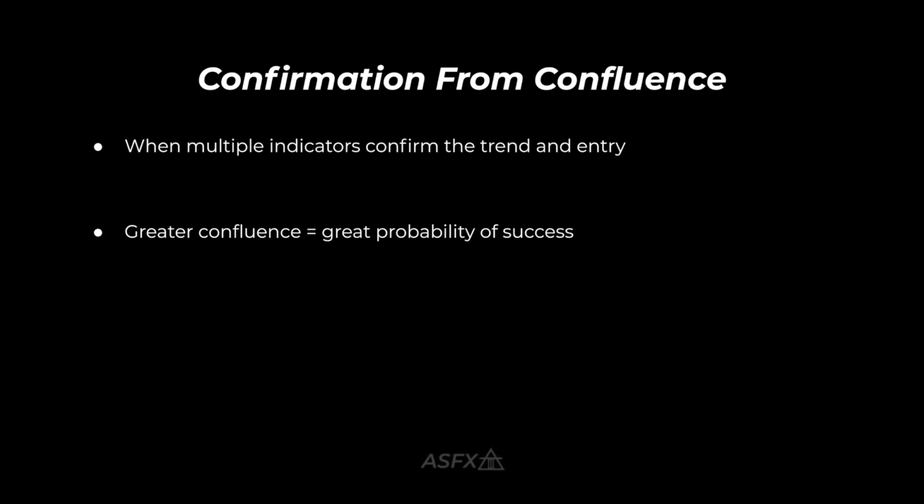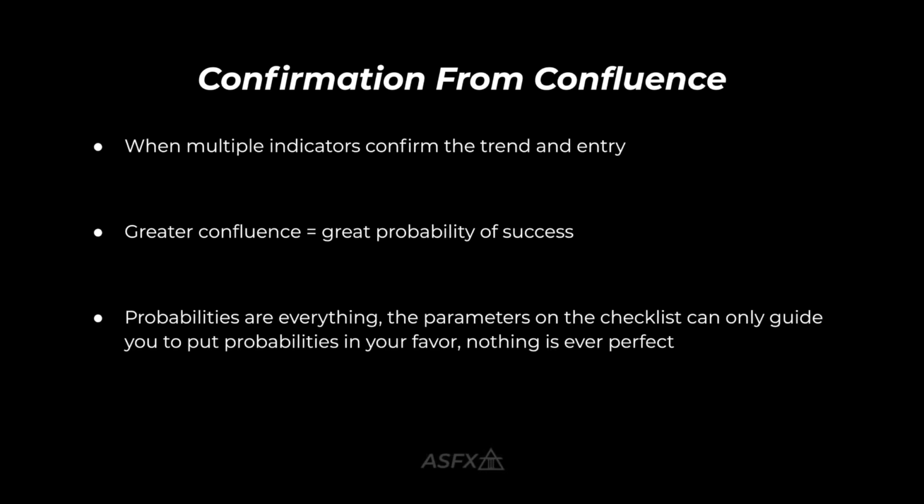Remember, and I've said this a lot, with using these parameters, with using these indicators, having multiple indicators that can confirm a trend will help you feel confident in the entry. Because if you have greater confluence, you're going to have a greater probability of success. And the backtesting tells us that. Trading live, our live experience already shows us that. And just keep at the front of your mind, you could put this at the top of your notebook, that probabilities are everything, and the parameters on the checklist only will guide you to put probabilities in your favor. Nothing is perfect. Nothing is going to work in trading 100% of the time. But if you use the checklist consistently, the same way, over and over and over again, over a long period of time, you will come out profitable in the end.